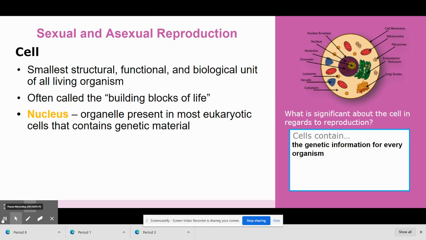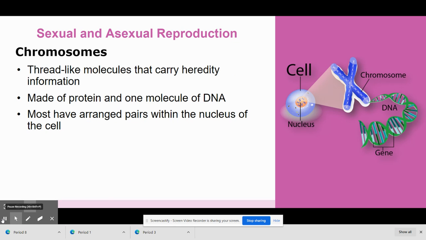Okay, so the cell is the smallest structural, functional, and biological unit of all living organisms. It's often called the building block of life. And it has a nucleus inside, which is the organelle present in most eukaryotic cells that contains genetic material. So the question here says, what is significant about the cell in regards to reproduction? Well, the cell contains the genetic information that's needed for everything inside an organism.